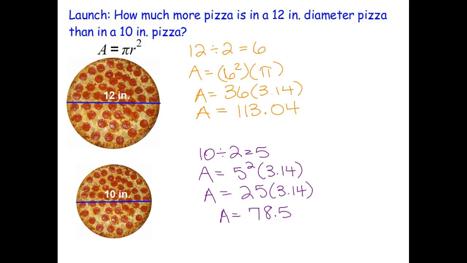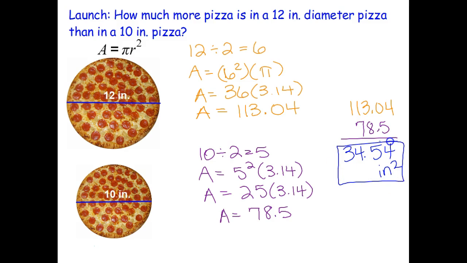The question is asking us how much more pizza is in this one than in this one. So in order to find how much more, we would just take the 113.04, subtract out the 78.5, and we would get 34.54 inches squared. So there are 34 and 5/10 more inches squared in the 12-inch pizza than in the 10-inch pizza.